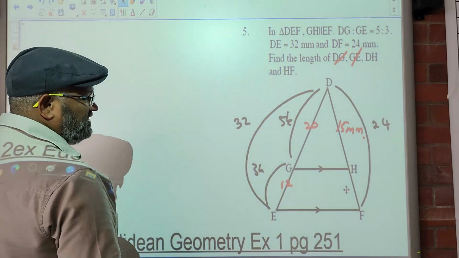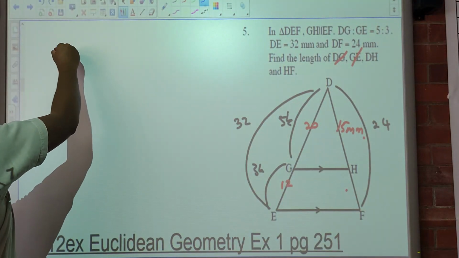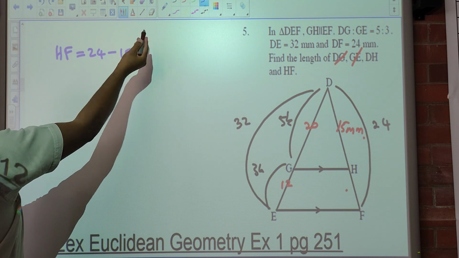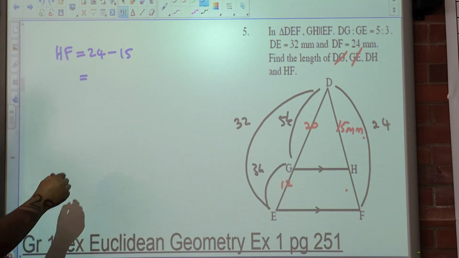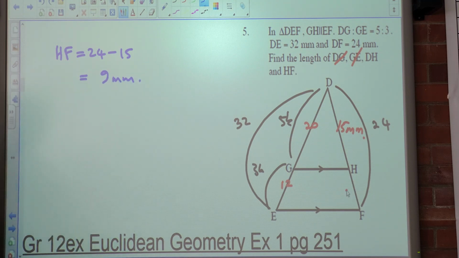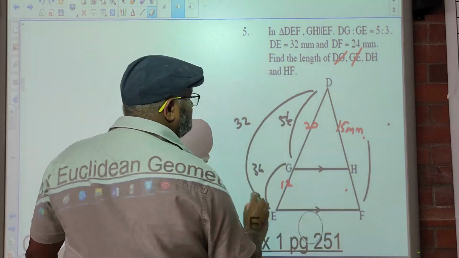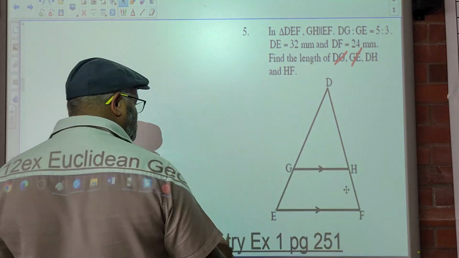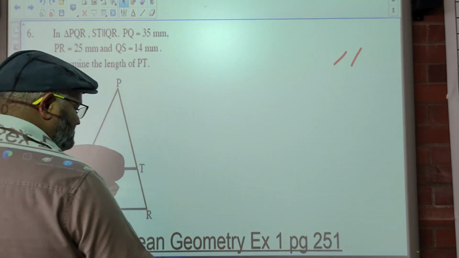And then HF, of course, is going to be 24 minus 15. No reason required because I'm not using any Euclidean geometry theorems there. So the answer is simply 9 millimeters. Alright, you guys understand? Any confusion there? So a nice one to start off with. But then again, you guys say all the sums are nice.